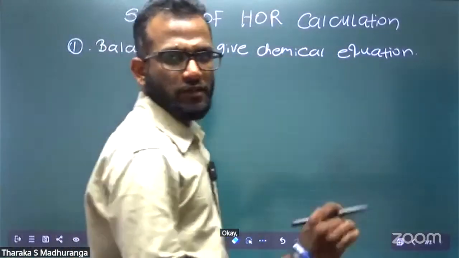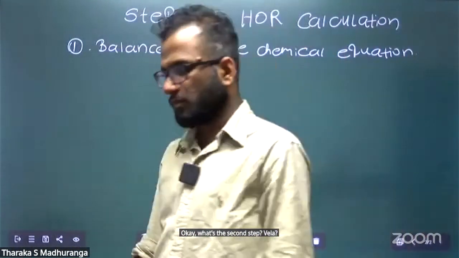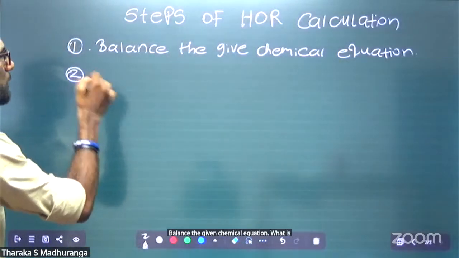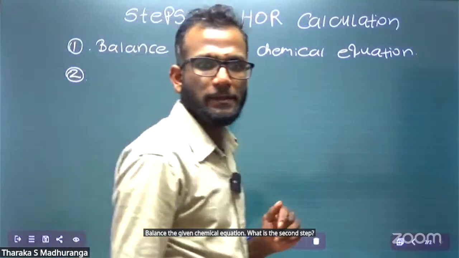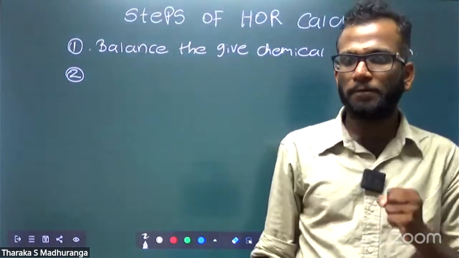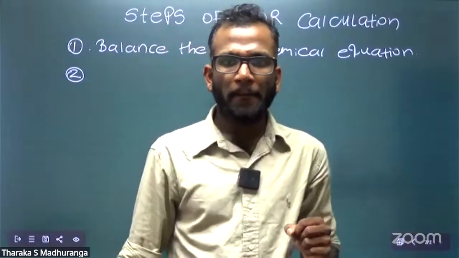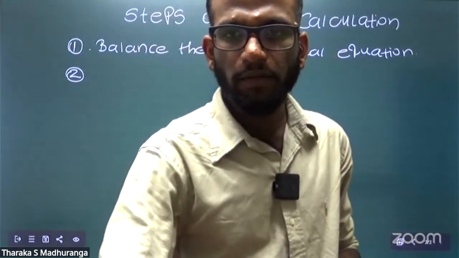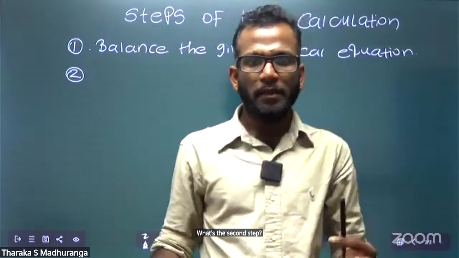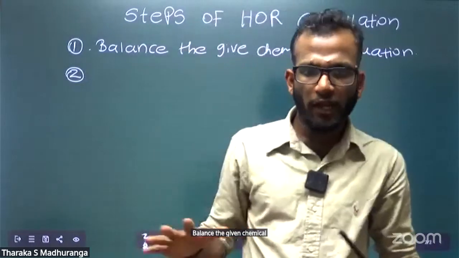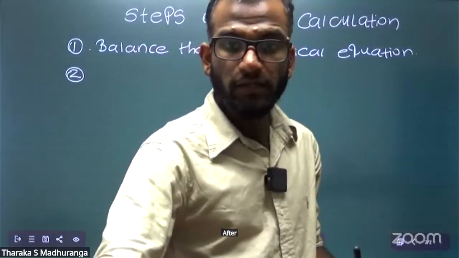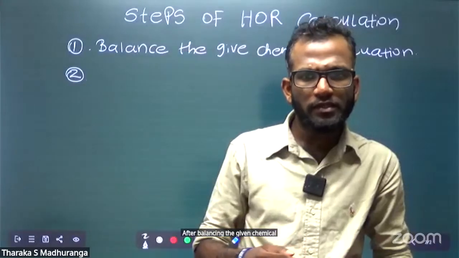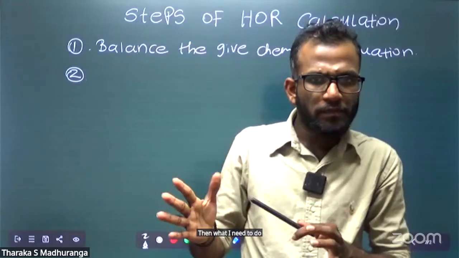Okay, what's the second step? Balance the given chemical equation. It's done. After balancing the given chemical equation, then what do I need to do?